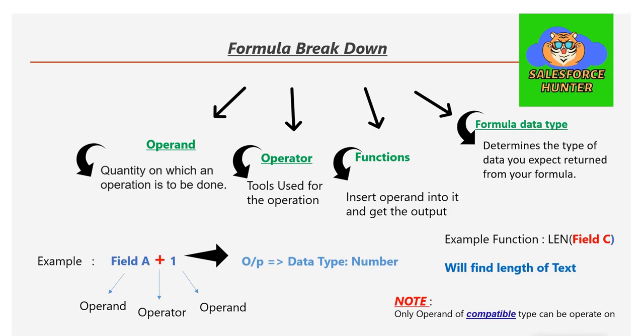Now field A is one of the operands and 1 is also one of the operands, and the tool that is used to add them is the plus sign, the addition sign, which is your operator here. So this is how all this works.